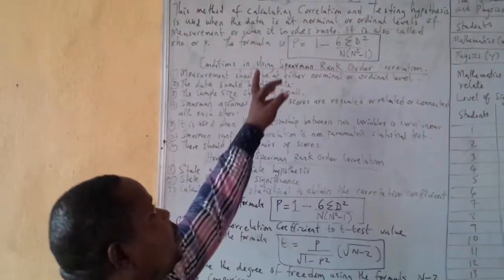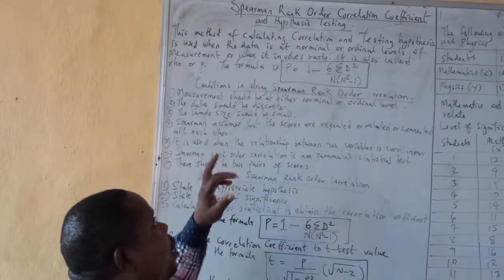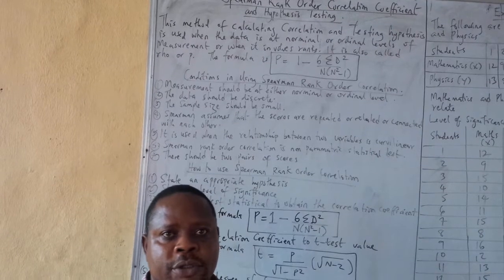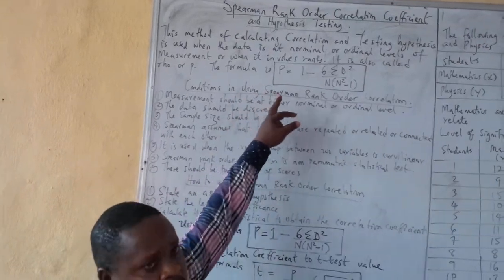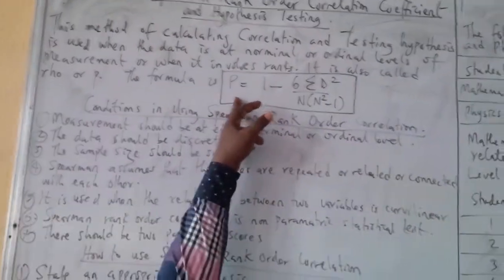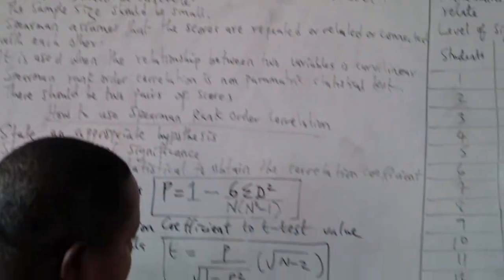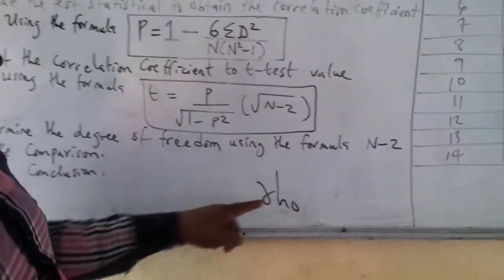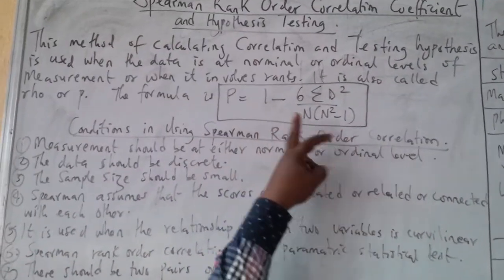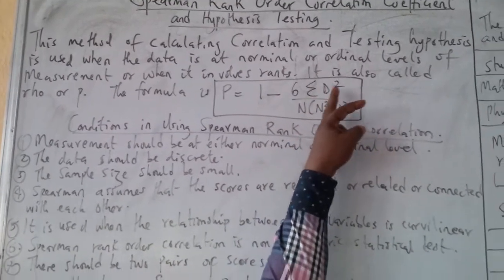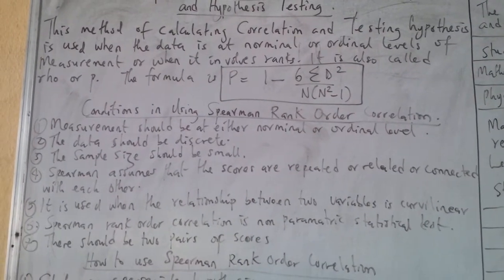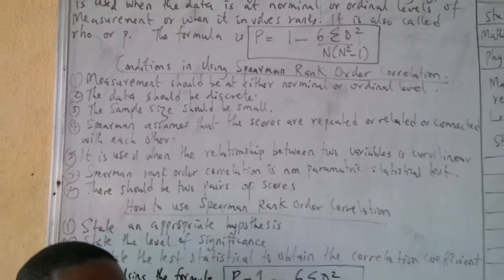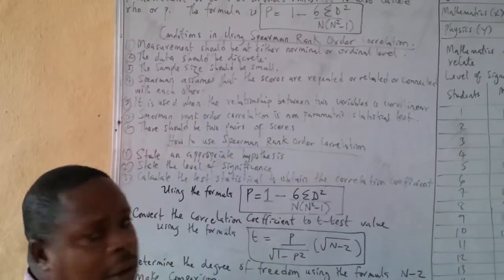Alright, the Spearman rank order correlation talks about the use of ranks. And the formula is given as P. This looks like P. Sometimes it is written as rho. And so it can either be rho or P is equal to 1 minus 6 summation D square all over N into N square minus 1. That's the formula for Spearman rank order correlation method.